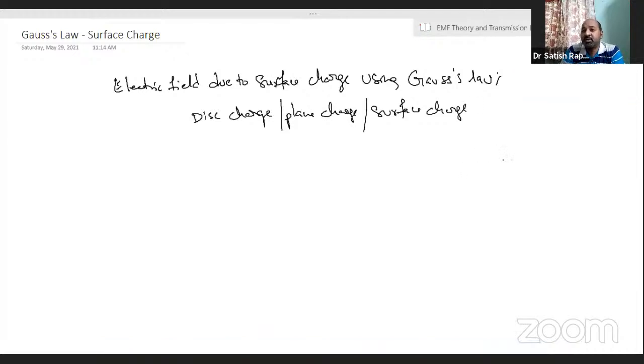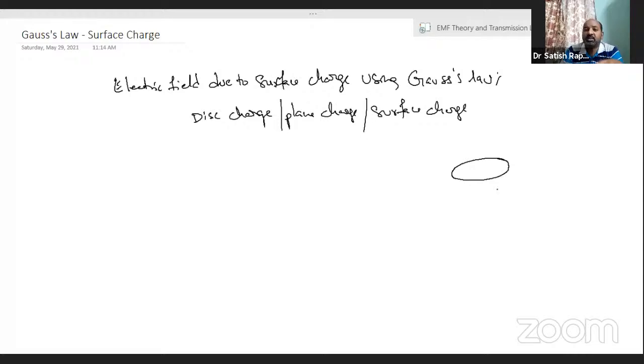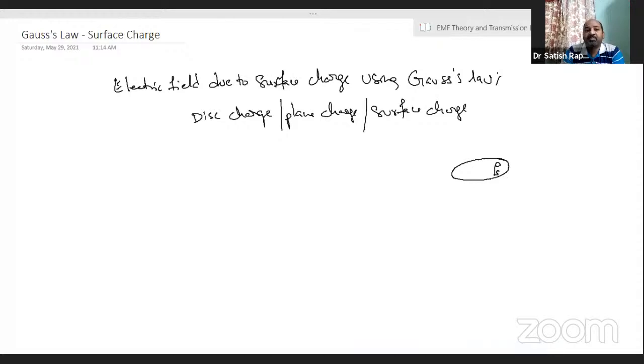So therefore, let us assume a disk charge, right? So this is a disk. Disk in the sense it is a circle, right? So a CD, CD type. So the disk charge, and the charge density on the surface is rho s, right?